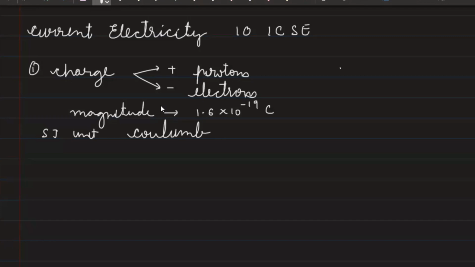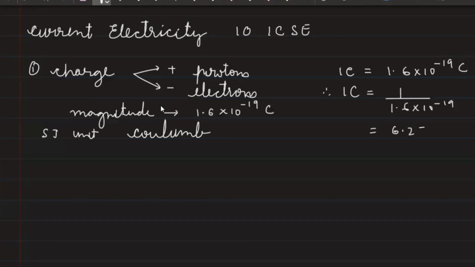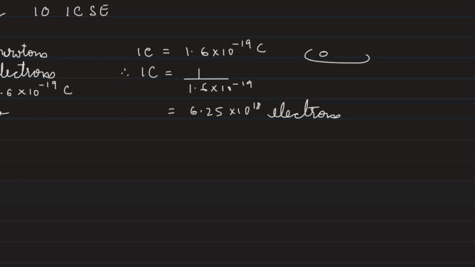As you can see that one electronic charge is 1.6 into 10 to the power minus 19 coulomb. So therefore, one coulomb will be 1 upon 1.6 into 10 to the power minus 19. That is 6.25 into 10 to the power 18 electrons. Okay, it means that if you have so many electrons, 6.25 into 10 to the power 18 electrons, then you will have a charge of 1 coulomb. That's a pretty high amount of electrons.